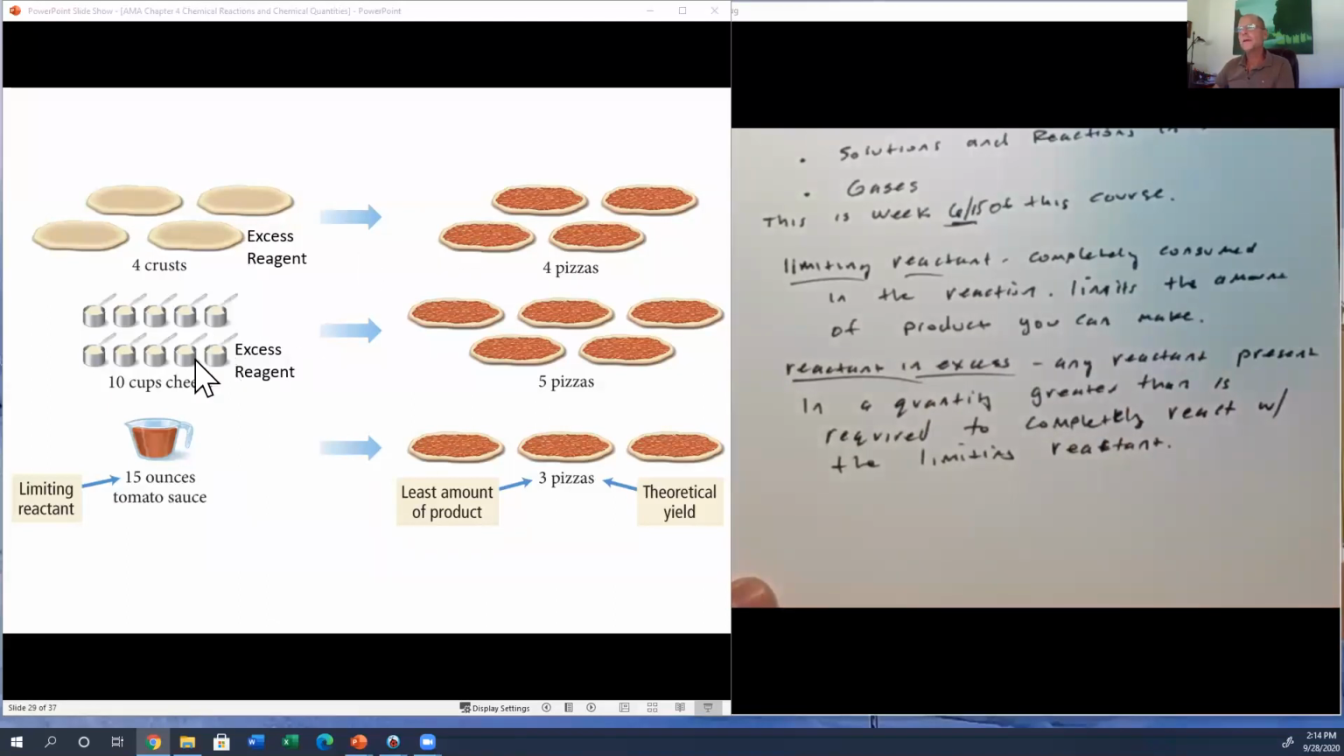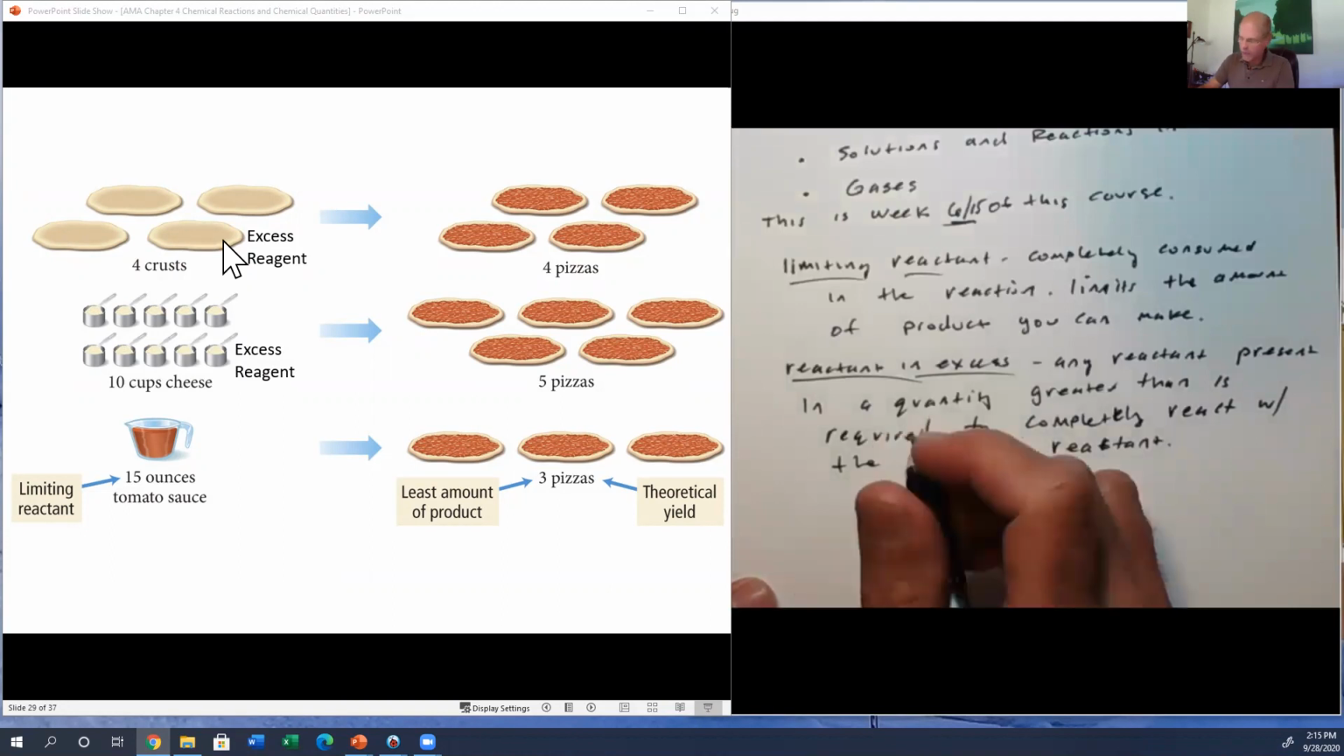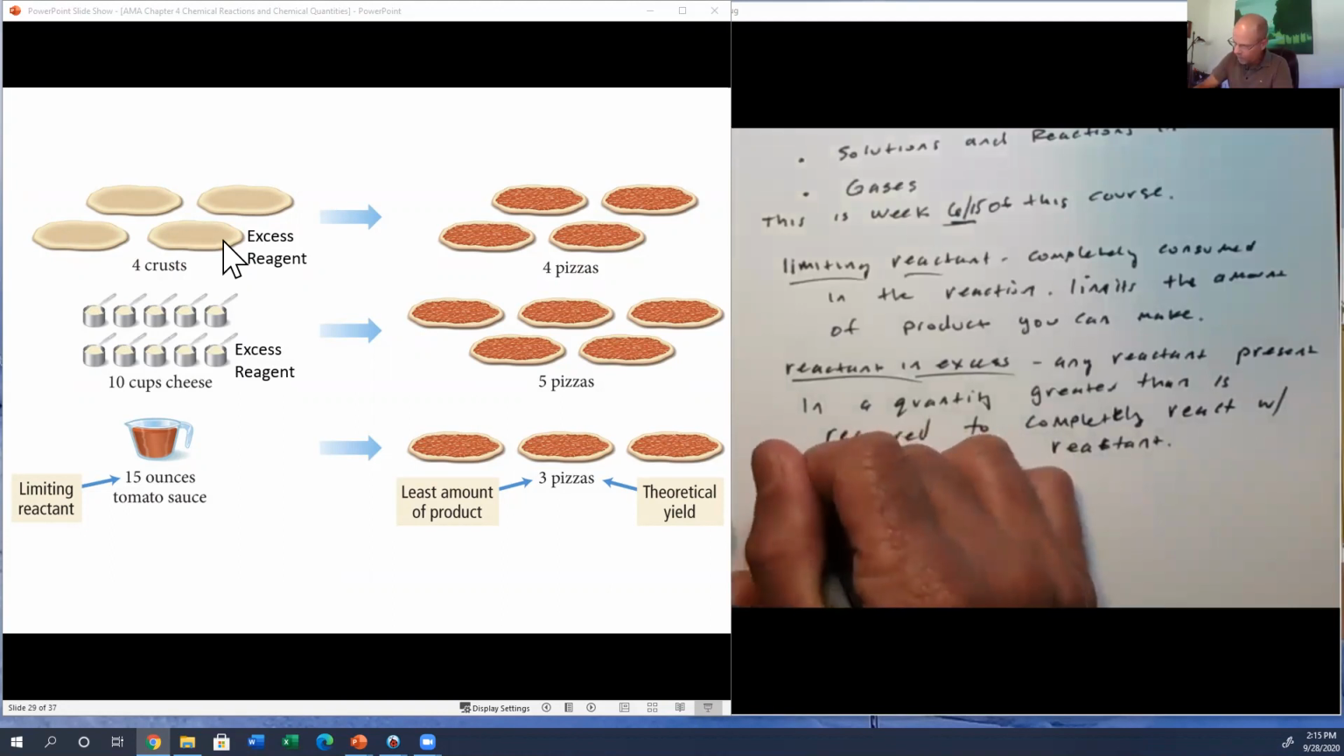So here, because we have 10 cups of cheese, that's more than enough to make the pizzas with the 15 ounces of tomato sauce. So that's in excess, right? Similarly, the crusts are in excess, because we have enough crust for 4 pizzas, but we only have enough tomato sauce for 3. So this is in excess. So in this set of initial conditions, the tomato sauce is the limiting reactant, the cheese is in excess and the crusts are in excess. Does that make sense? Okay, then we also have the theoretical yield.